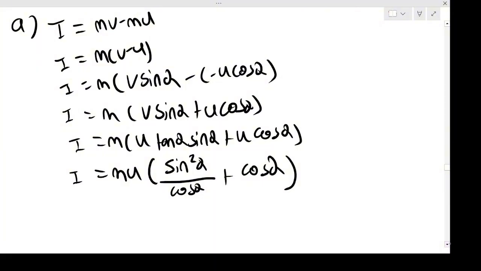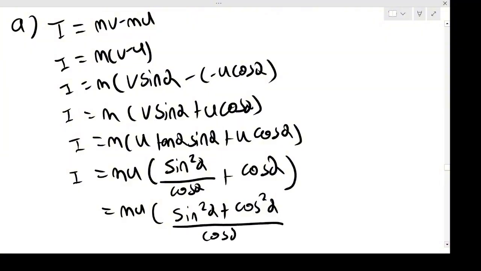Now, again, how am I going to get the final answer? Let's just continue with this. What I can do now is bring the fractions together. If I get a common denominator, I'm going to get sine squared alpha over cos alpha. If I times by cos again, I get cos squared all over cos. Well, hopefully it's staring at you now.